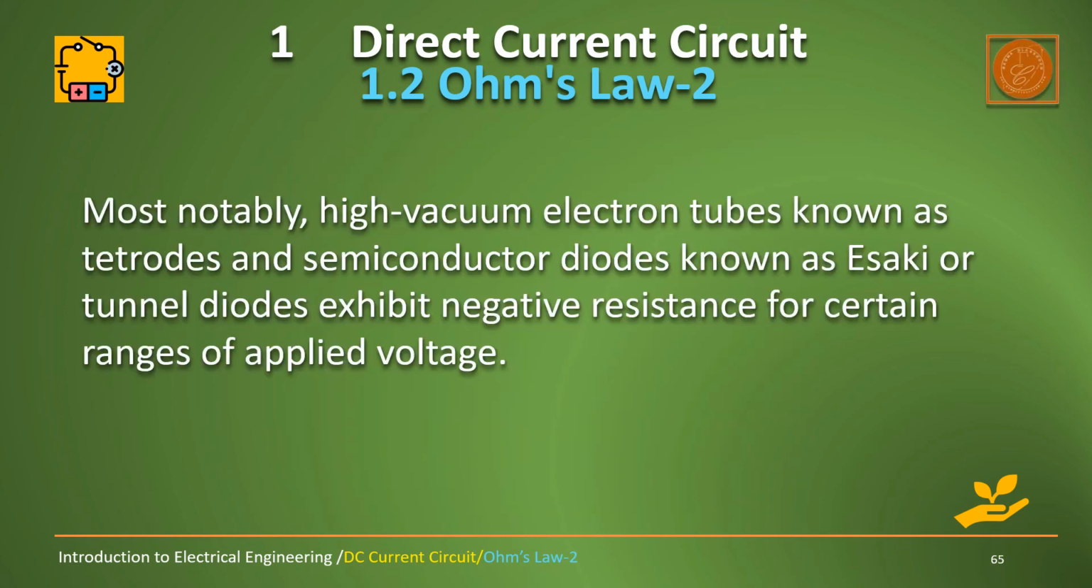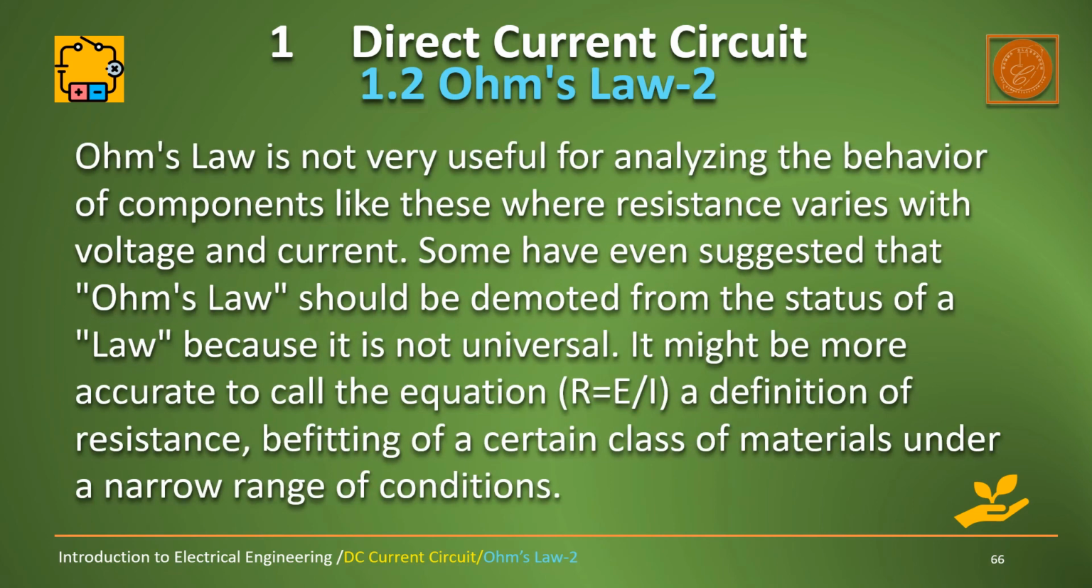Most notably, high vacuum electron tubes, known as tetrodes, and semiconductor diodes, known as Esaki or tunnel diodes, exhibit negative resistance for certain ranges of applied voltage. Ohm's law is not very useful for analyzing the behavior of components like this, where resistance varies with voltage and current.